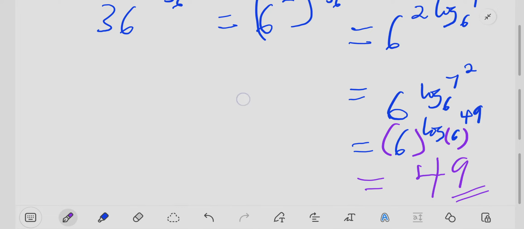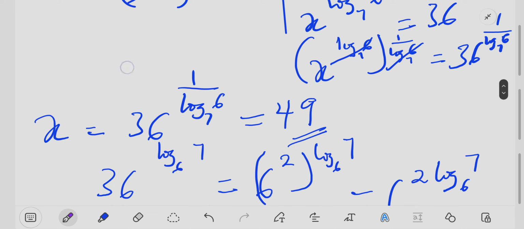Okay, but once you get here, you can just use your calculator to get your final answer. Okay, so that's how you can go about solving this question.